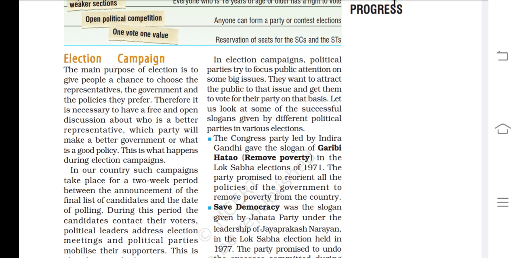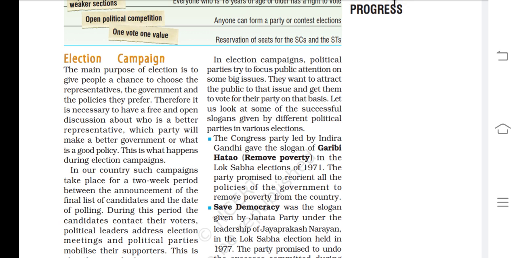So for making good policies, a better government and a correct, able representative, it is very necessary to have a free and open discussion. A discussion should be done so that a better candidate can be chosen, a better government can be made, and a good policy can be made. This is what happens during election campaigns. Election campaigns are done with a purpose, so that a correct representative can be chosen, the correct government can be chosen, and the best policy can be made.